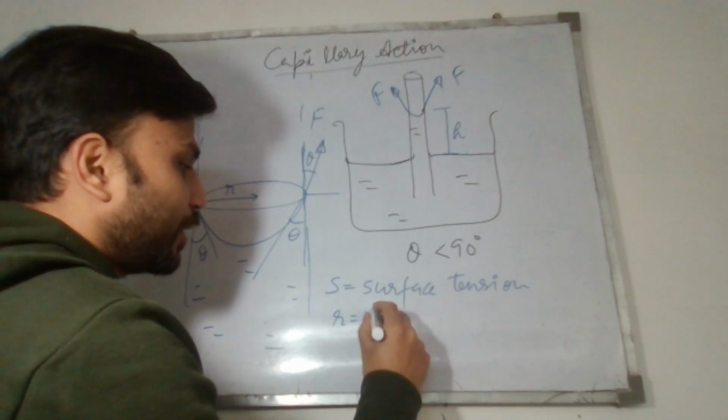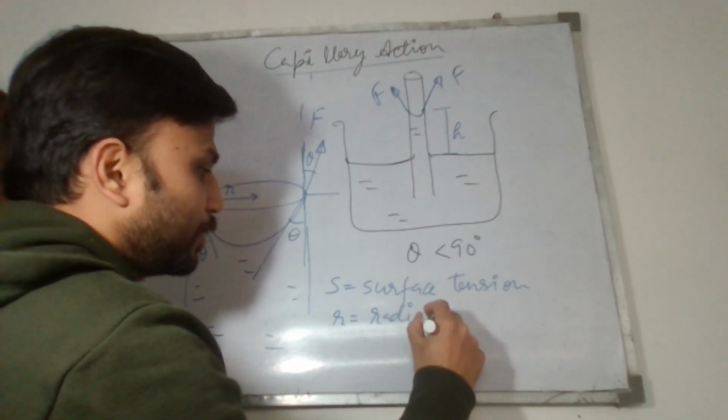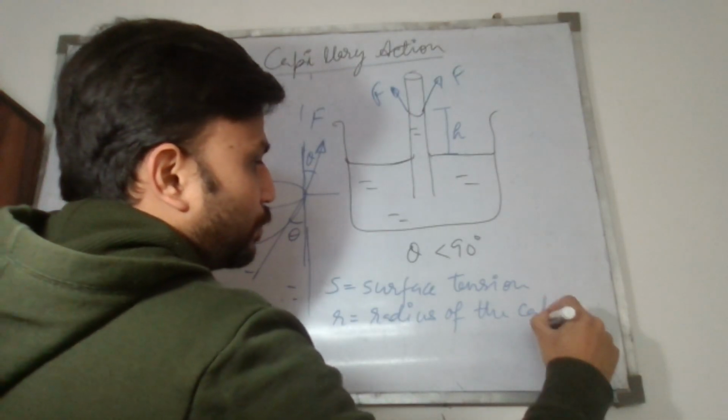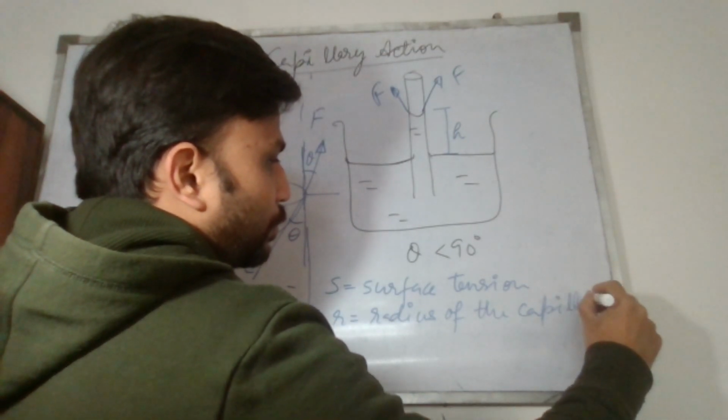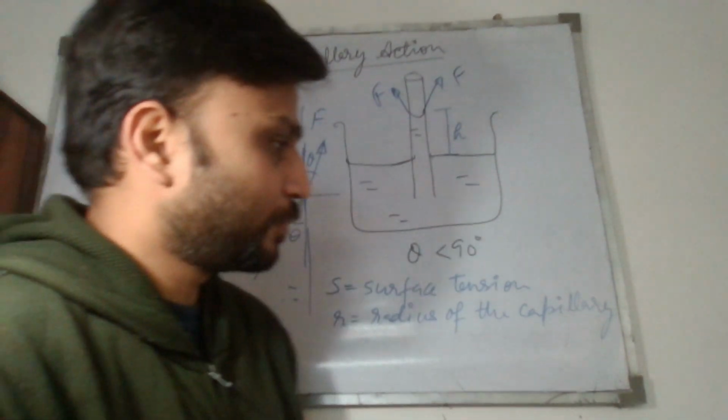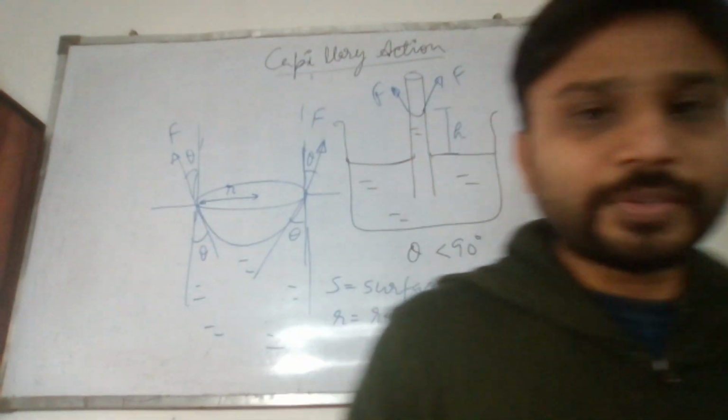R is the radius of the capillary. So we have this data.